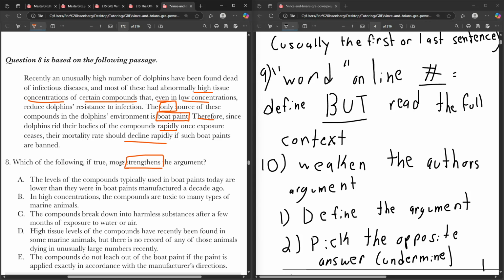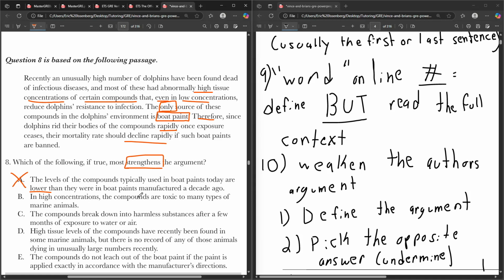So, the level of compounds typically used in boat paint today are lower than they were. This would hurt the author, right? Because if we're saying there's lower boat paint today, then that would not help them. Because then it's saying, well, there's already less boat paint, so maybe the problem's already solving itself. So maybe it's not the boat paint. No, you don't want to pick that.